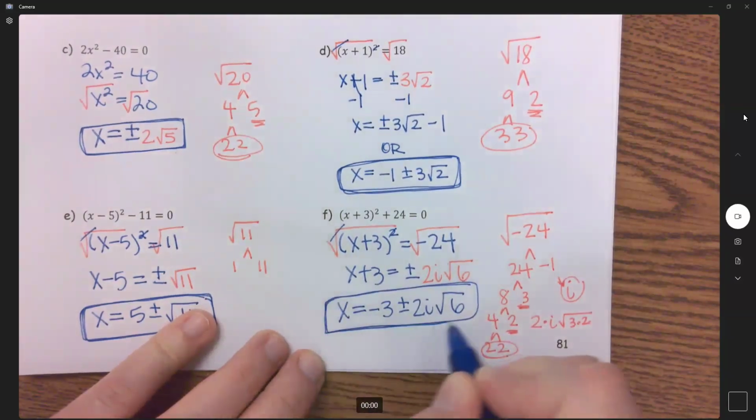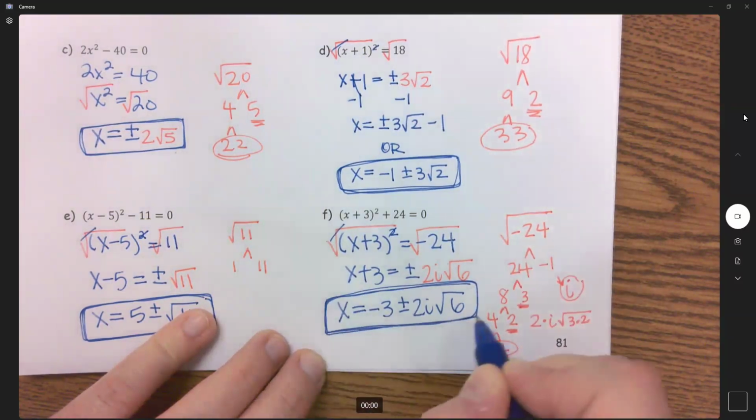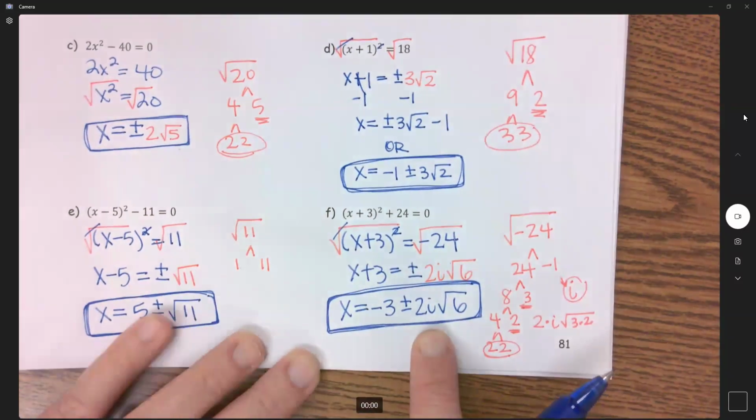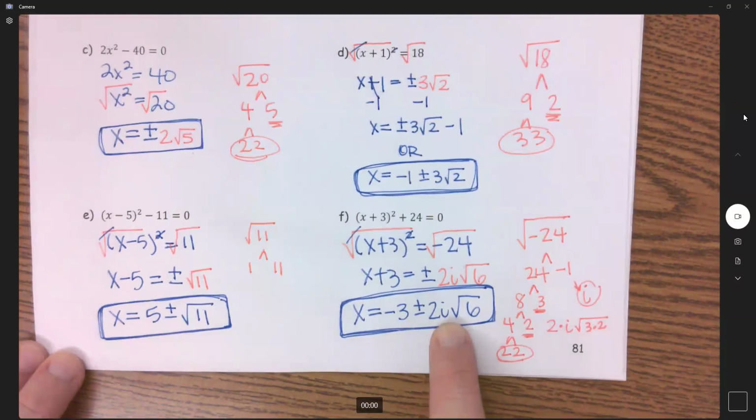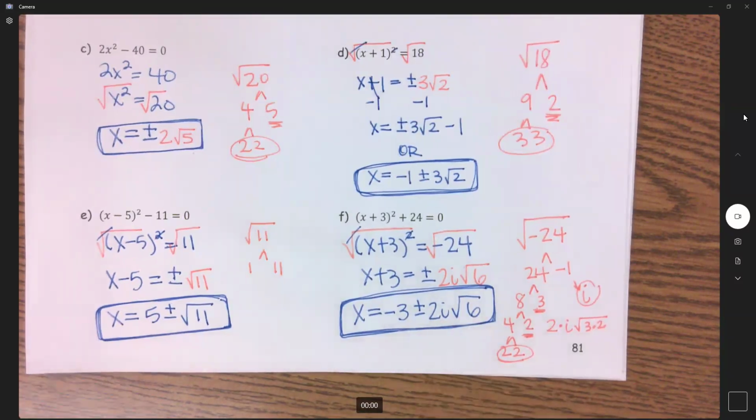And for the last time, you can check this in your graph. While you cannot check if this answer is correct, what you can do is look at the graph and make sure you should get an imaginary. Because it has an i in it, that means it should not have any x-intercepts. It should be all above or below that x-axis.